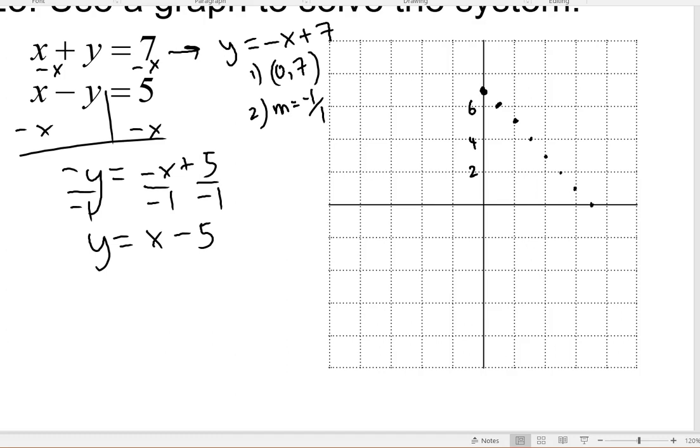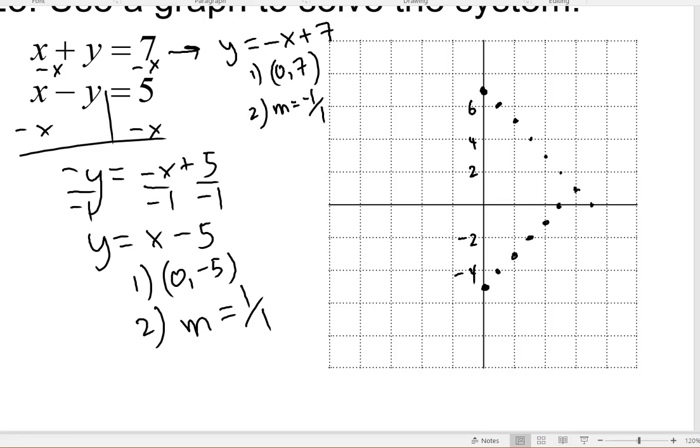Okay? X minus 5, start at a y-intercept of, once again I'm going by 2's, negative 2, negative 4, negative 5, with a slope of positive 1 over 1, up 1, right 1, up 1, right 1. I found where they crossed. Took me a bunch of points, but I found that they crossed at 6, 1.